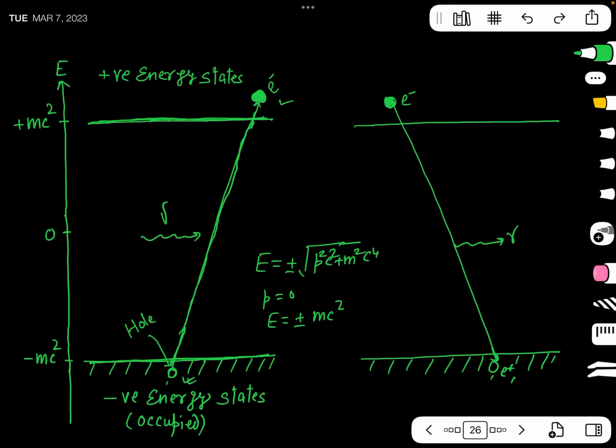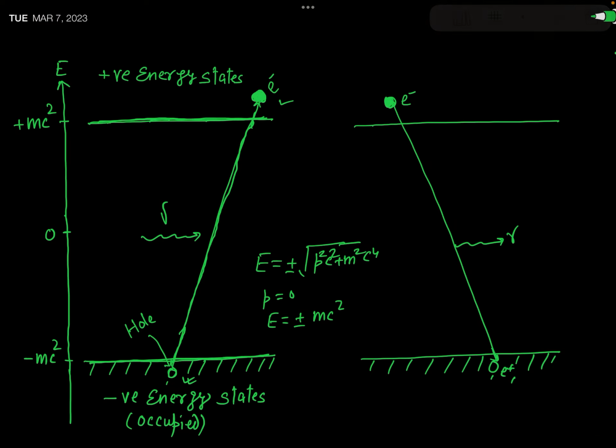In fact, the electron which transfers from the negative energy state to the positive energy state now makes a transition from the positive energy state back to the negative energy state. And when this electron comes to the negative energy state, it recombines with the positron, or the hole, in the negative energy state, and in this process the existence of this electron and positron are destroyed.